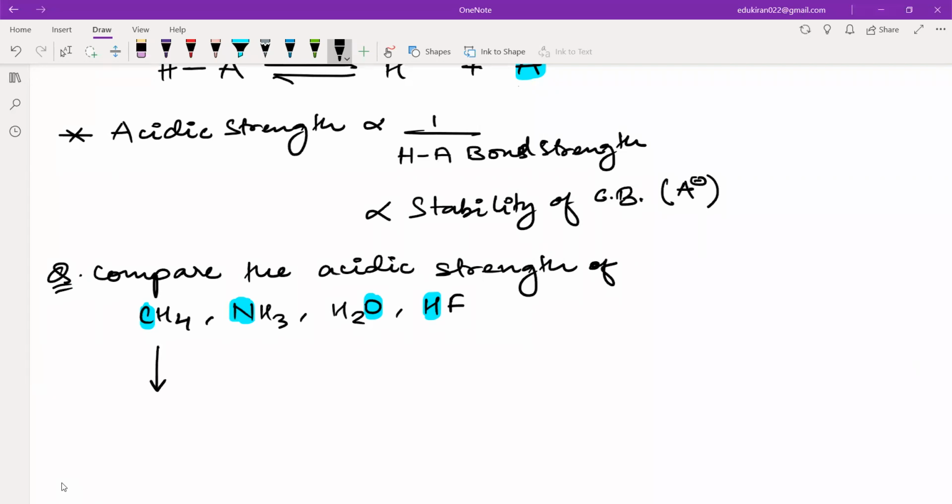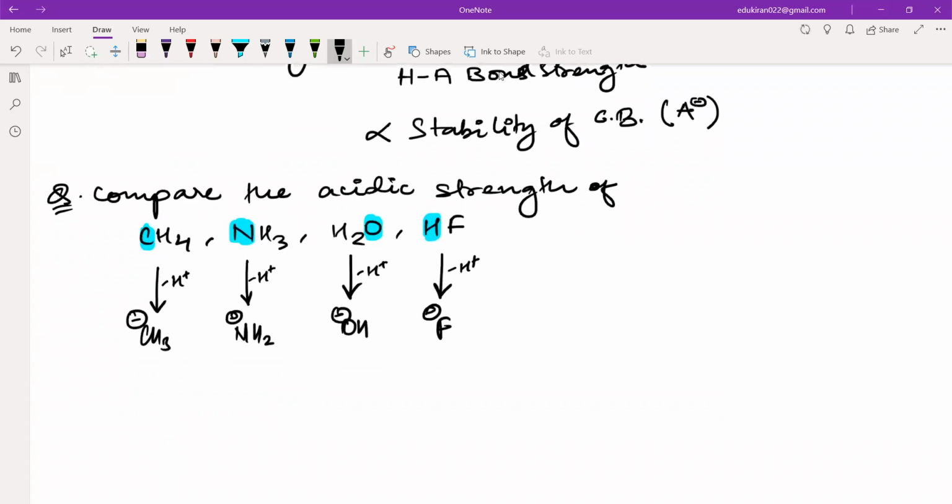The conjugate base that I will be getting from CH4, NH3, H2O, and HF: minus H plus in all of them. I will remove the H plus ion from all of them and make the conjugate base. So this will be CH3 negative, NH2 negative, OH negative, and F negative. Right, guys? Tell me. No problem, yes, sir. No problem till here.